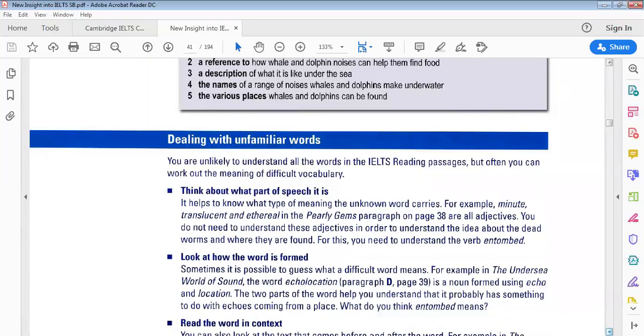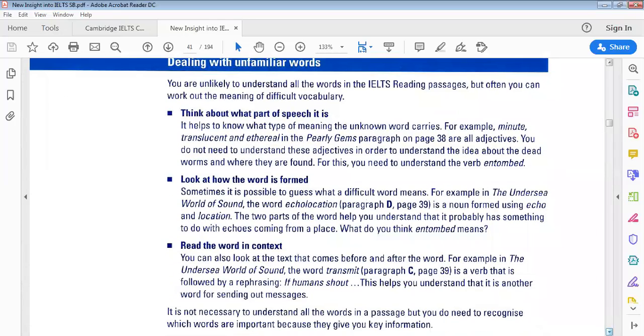Dealing with unfamiliar words. You're likely to understand most of the words in a reading passage, but often you can work out the meaning of difficult vocabulary. Think about what part of speech it is. It's helpful to know what type of meaning the unknown word carries. For example, translucent and the others are all adjectives. You do not need to understand these adjectives in order to understand the idea about the dead and where they are found.